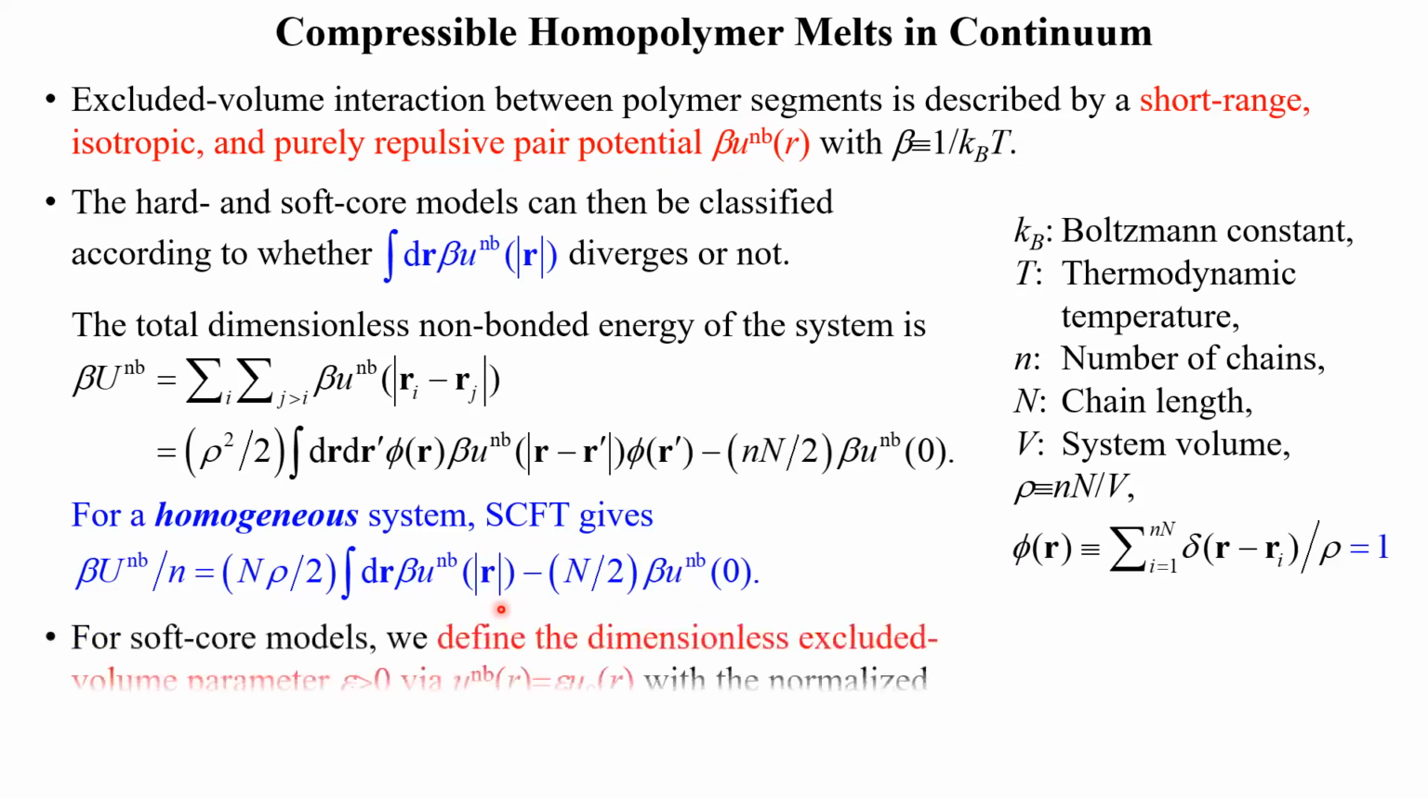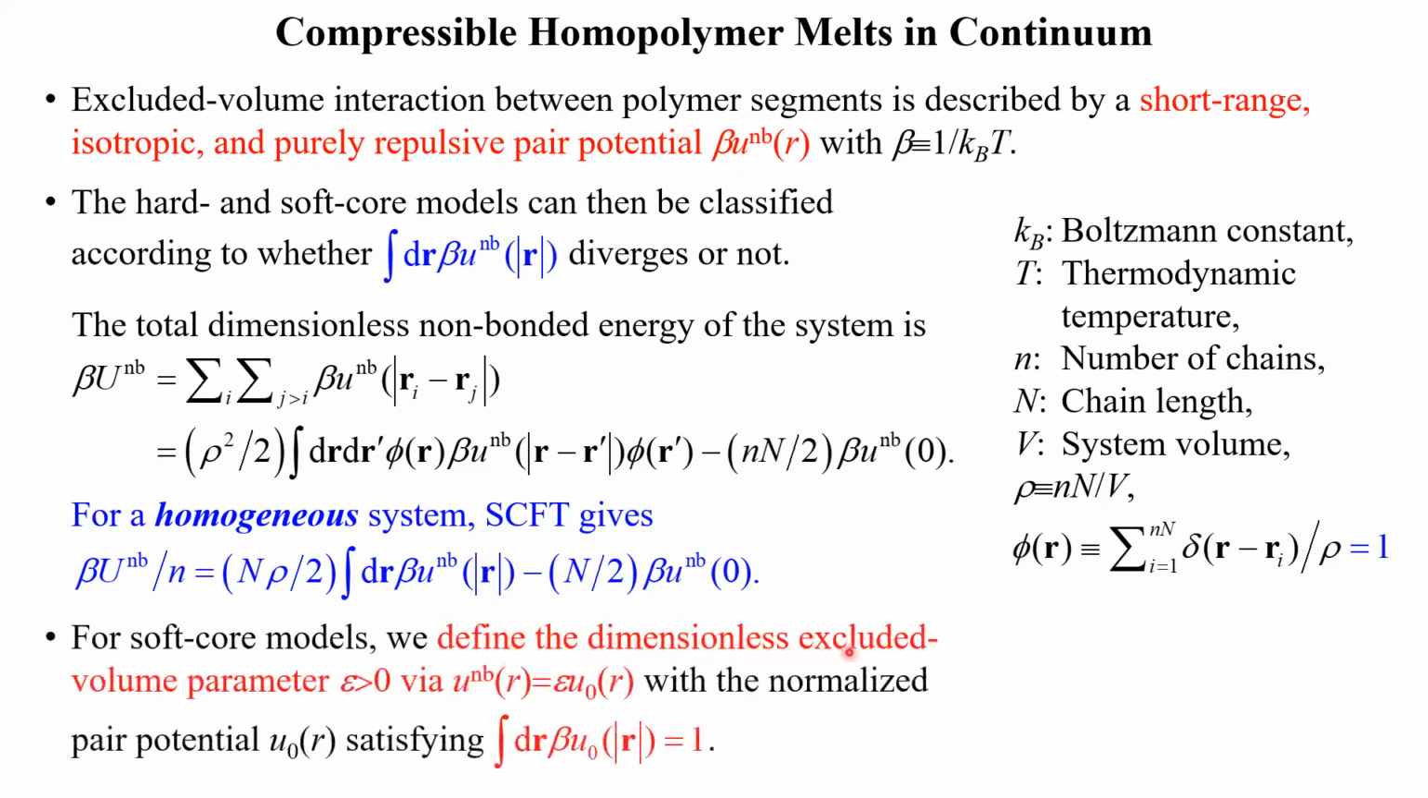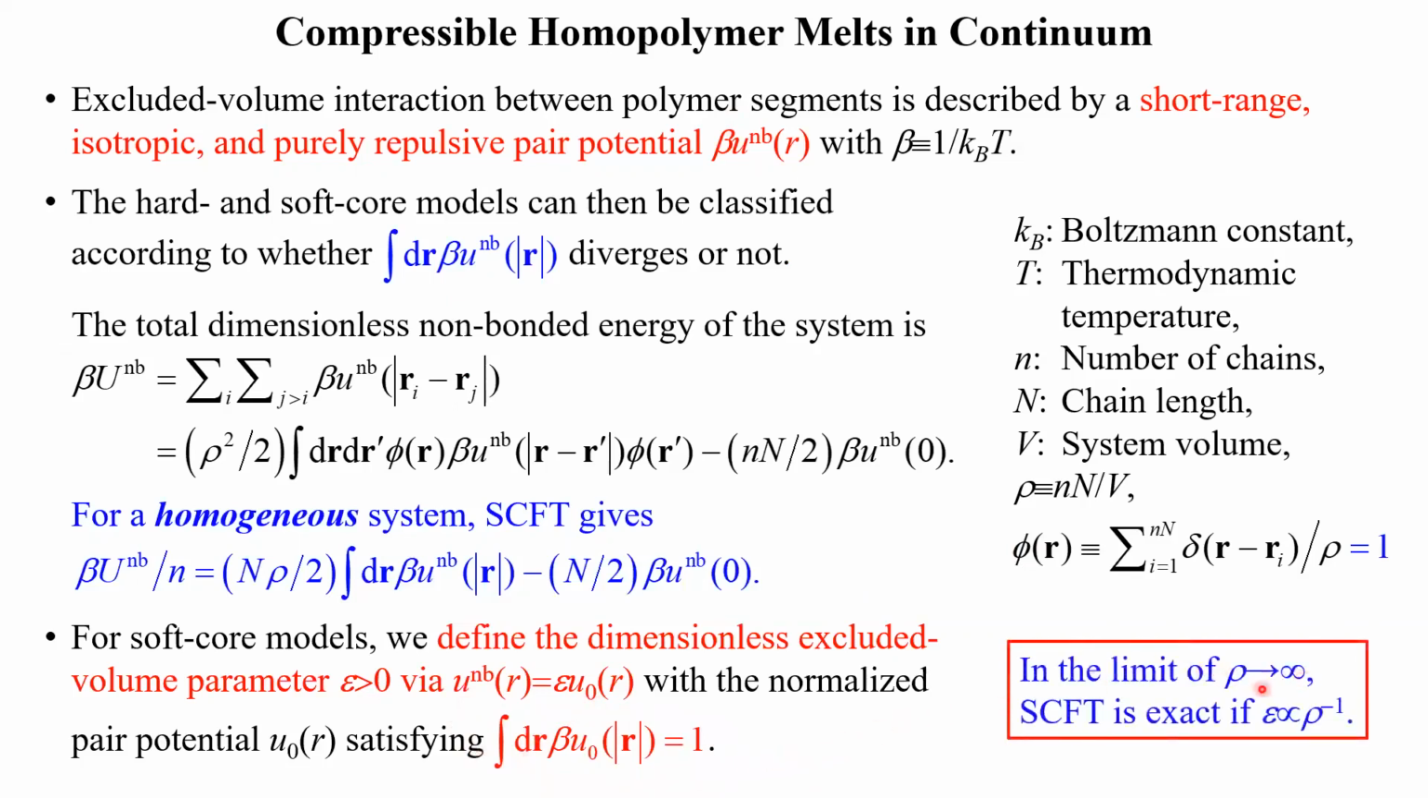For such models, we can define the dimensionless excluded volume interaction parameter epsilon in this way, where U0(r) is the normalized pair potential. In the limit of ρ to infinity, self-consistent field theory then becomes exact if epsilon is inversely proportional to ρ, since there is no fluctuation nor correlation in the system.